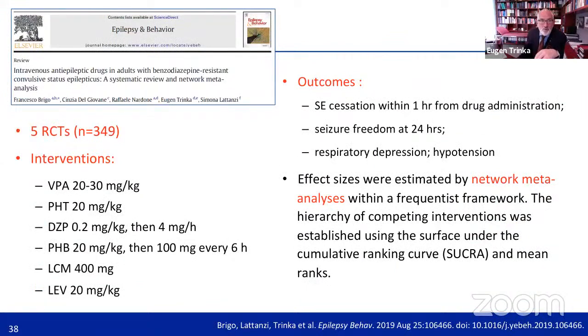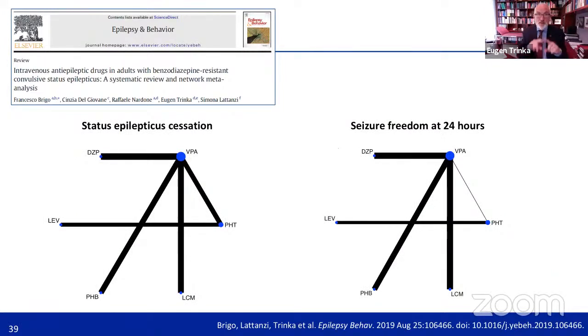But another thing which really thrilled me is an indirect comparison by a network meta-analysis with the frequentist framework performed by Francesco Brigo and Simona Lattanzi, looking at 5 randomized controlled trials with interventions of valproic acid, phenytoin, diazepam, phenobarbital, lacosamide, and levetiracetam. And based on the Aristotelian syllogism, if you compare A with B and B with C, you can indirectly compare C with A.